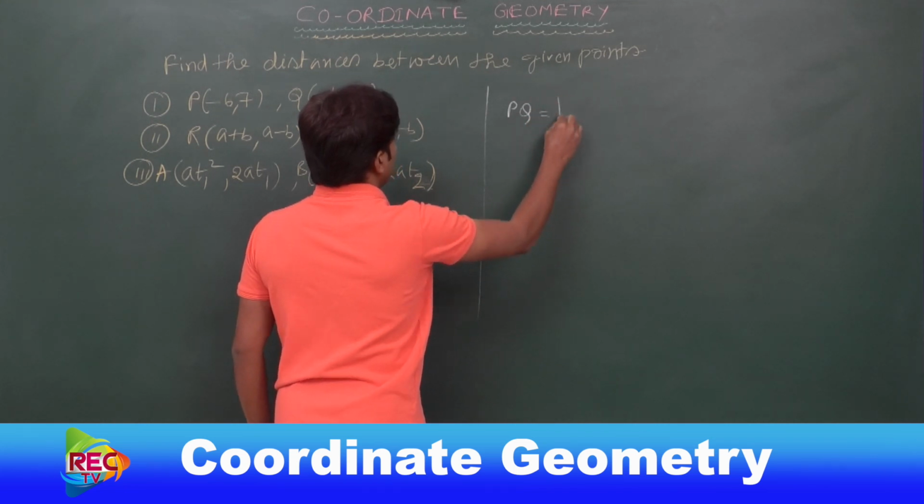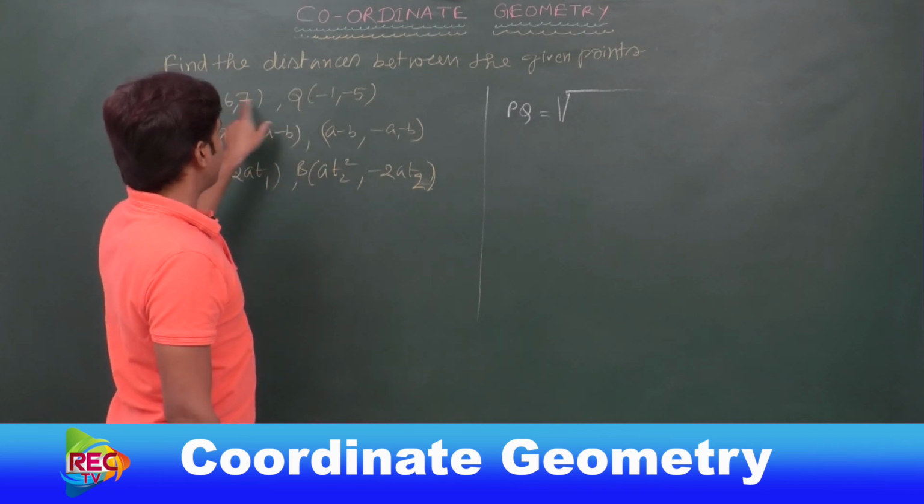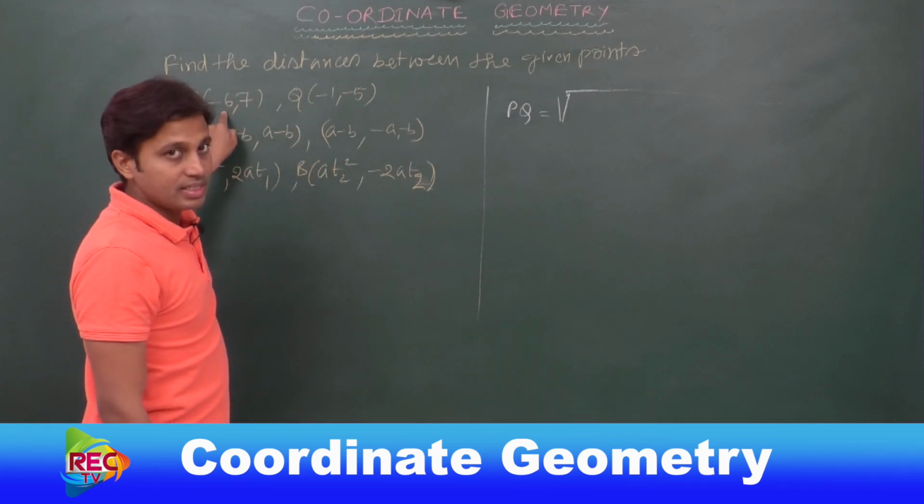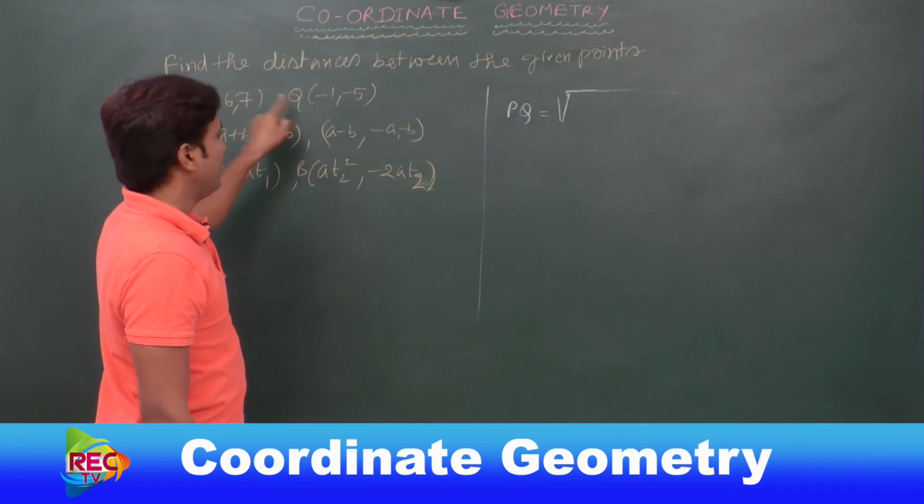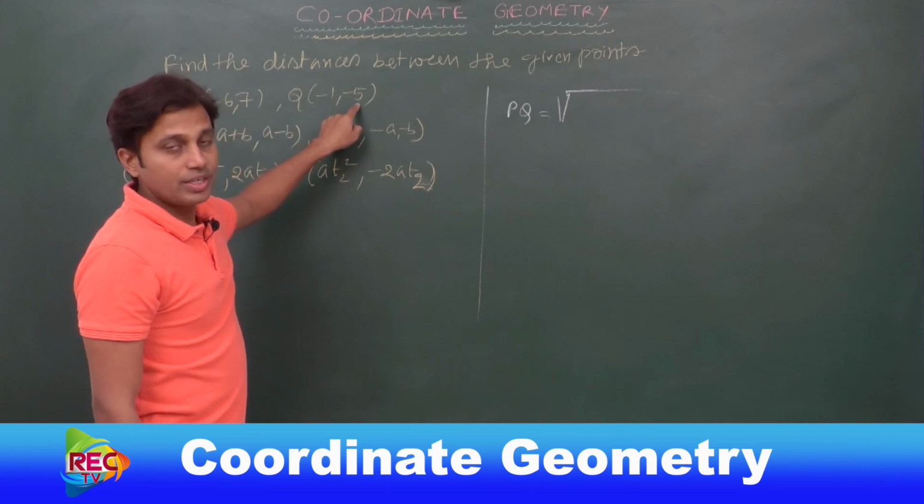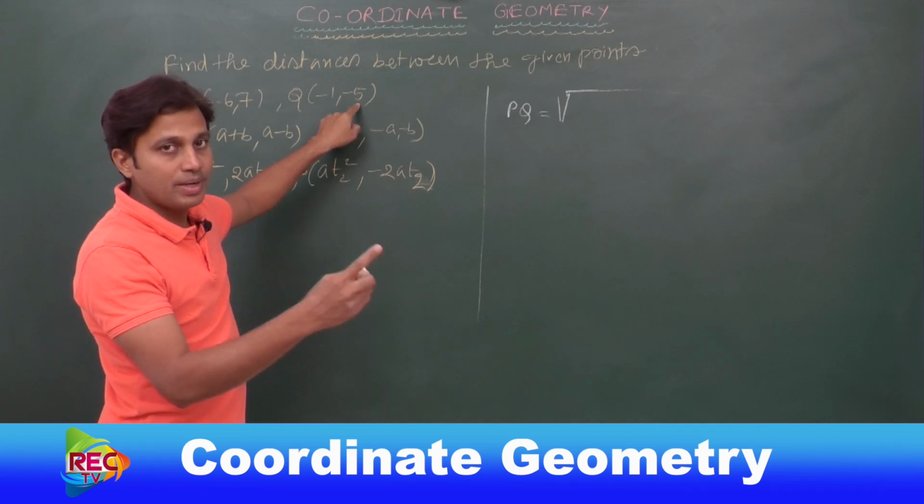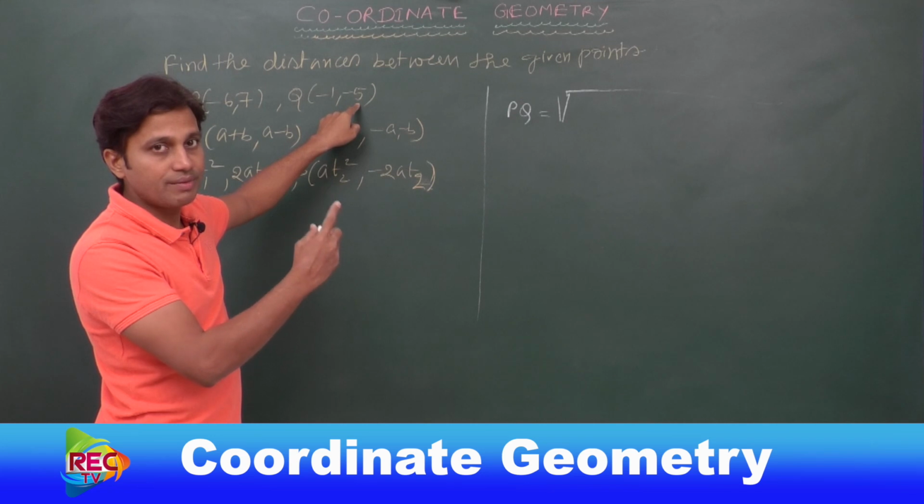Now, under square root. Here this is x1, y1. x1 would be minus 6, y1 would be 7, x2 would be minus 1 and y2 would be minus 5. So what is the formula to find the distance between 2 points? x2 minus x1 whole square plus y2 minus y1 whole square.